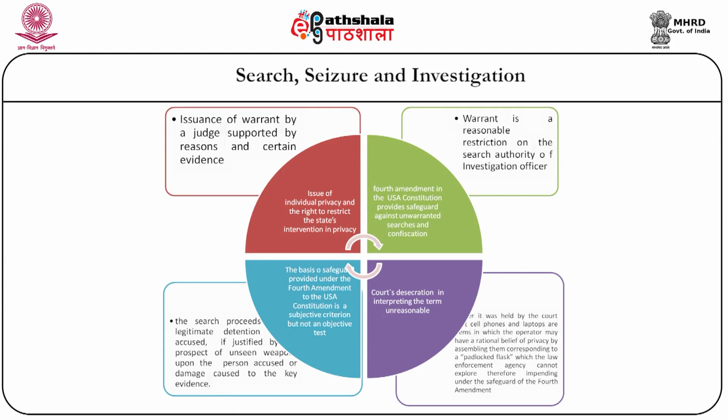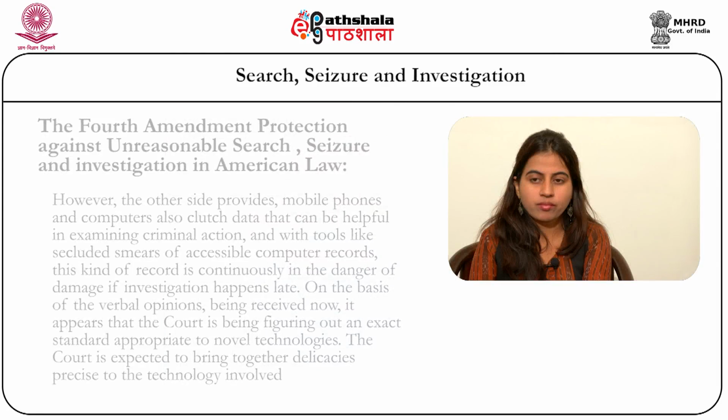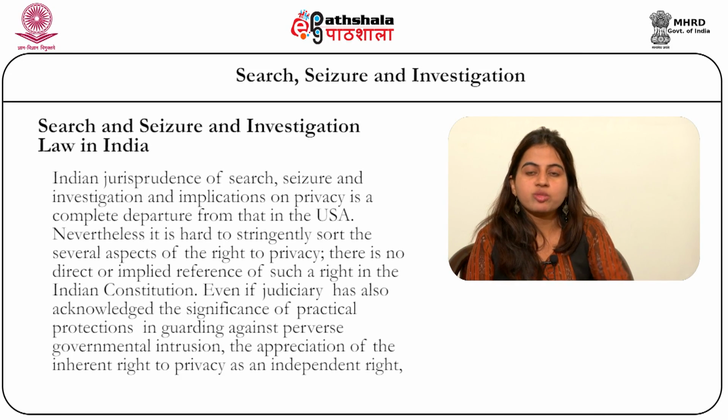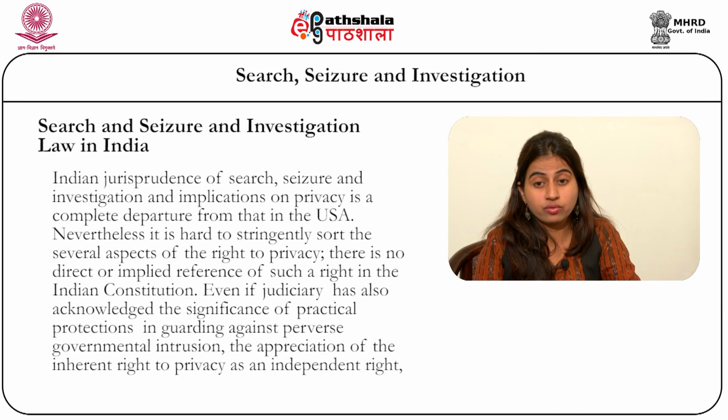Additionally, the safeguard rejects roving or general searches and needs accuracy of the articles to be searched. The limitation originates its authority from the exclusionary rule, which creates a bar to evidence acquired through unwarranted search or seizure, found directly or through additional warrants founded upon such evidence, from being used in succeeding prosecutions. Though there have developed numerous exceptions to the general rule, which include cases where the search proceeds on legitimate detention of an accused, a process which is justified by the prospect of unseen weapons upon the accused or of damage caused to the key evidence.